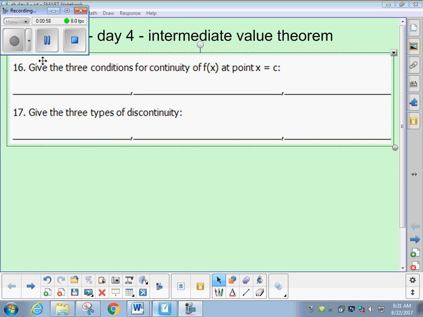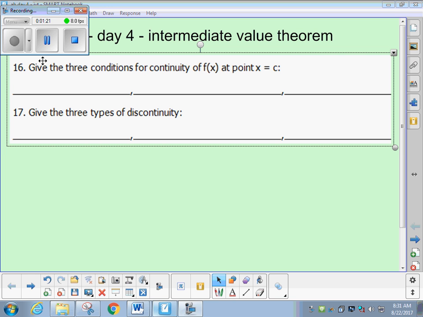Okay, just to review before we get on to the new, we did discontinuity yesterday, yes? Do you remember that, or is it just big Monday blur? What are the three conditions for continuity? Part of the definition of continuity, what has to happen?